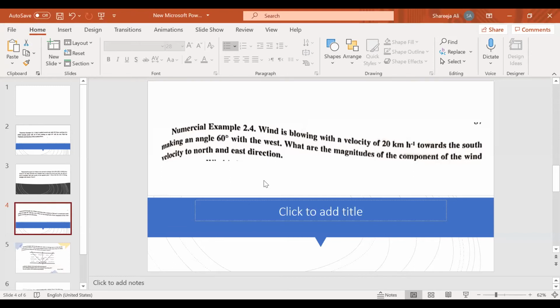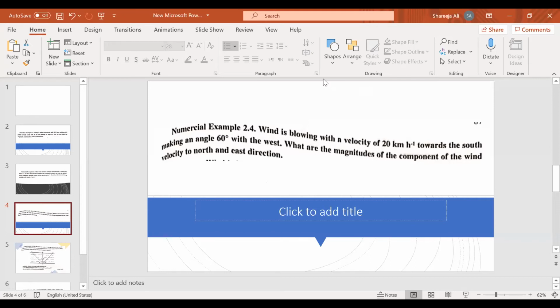You have east, west, north, and south should be there. First, you have to draw something having a velocity of 20 kilometer per hour towards the south, making an angle 60 degree with the west. So I'm drawing something with 60 degree, 20 kilometer per hour. Now the same thing you have to resolve in the northeast direction. So this is related to resolution of vectors.